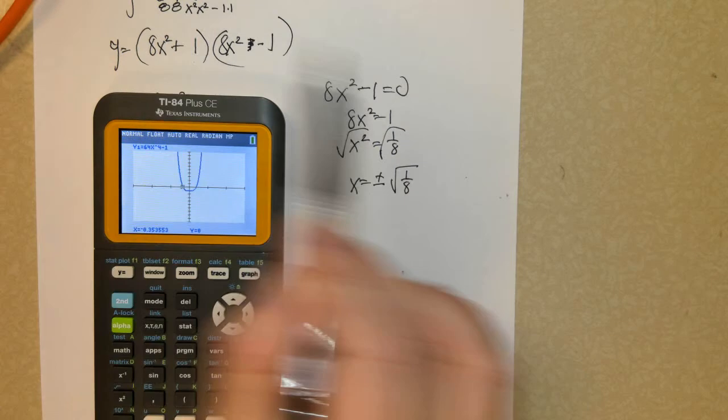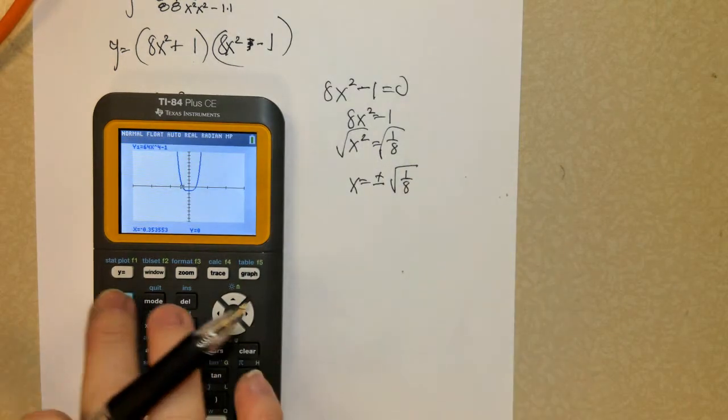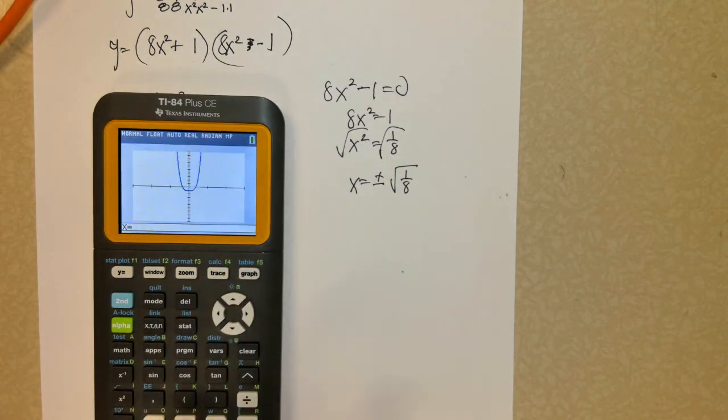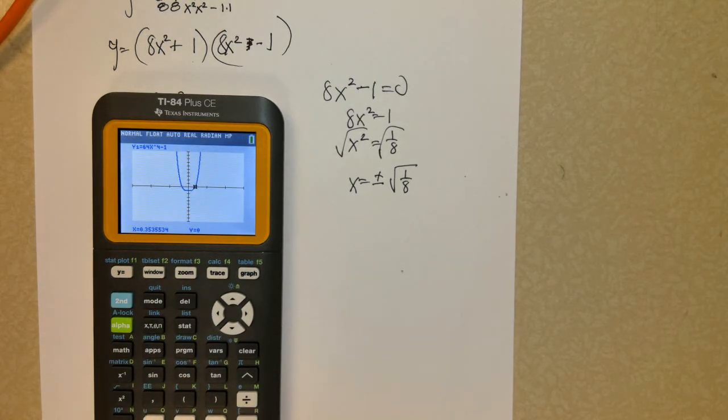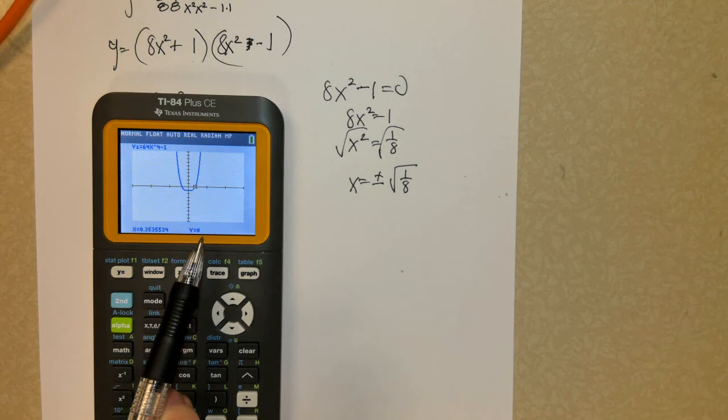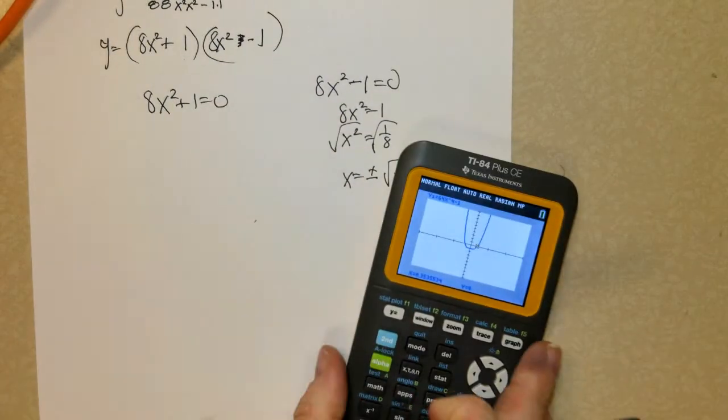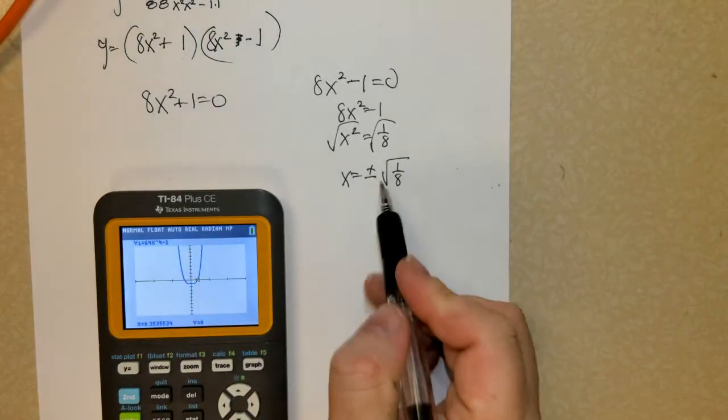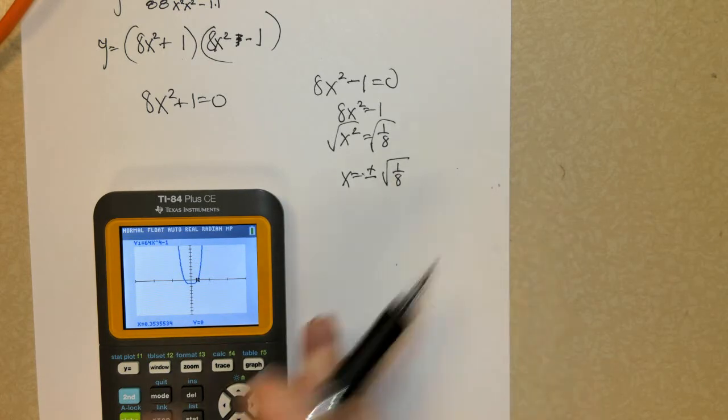Y equals 0. That is one answer. Second trace value, typing in the square root of 1/8. And there's my second answer. That also confirms that this is the second answer right here. So right here is my second answer, positive and negative square root of 1/8.